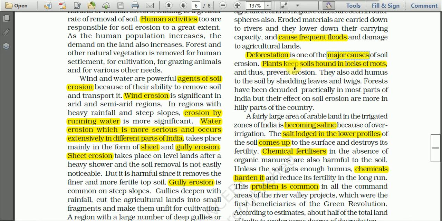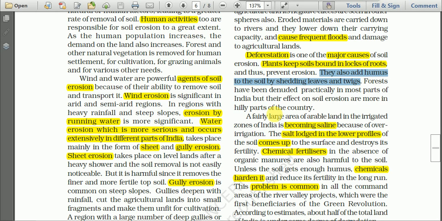And plants, the importance of forests you have learned. Plants keep soils bound in locks of roots and thus prevent erosion. And these plants also add humus to the soil by shedding leaves and twigs.